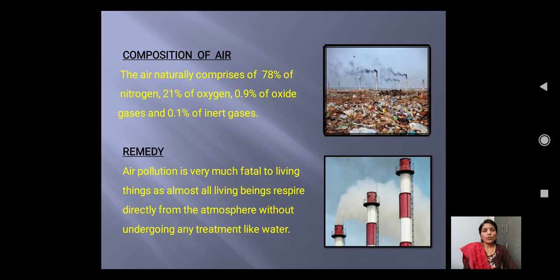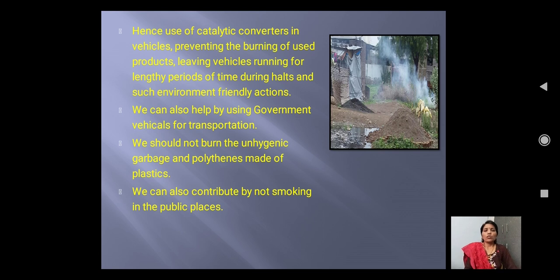So we all know the composition of air, which consists of 78% nitrogen, 21% oxygen, 0.9% oxide gases, and 0.1% inert gases. And when that air gets mixed with poisonous gases, it results in air pollution. So what are the possible remedies to overcome the difficulty of air pollution? We use battery bikes, catalytic converters in vehicles, and transport vehicles instead of our own, because air pollution is much more fatal to living things, as almost all living beings respire directly from the atmosphere without undergoing any treatment like water. So these are the possible remedies to overcome this difficulty.